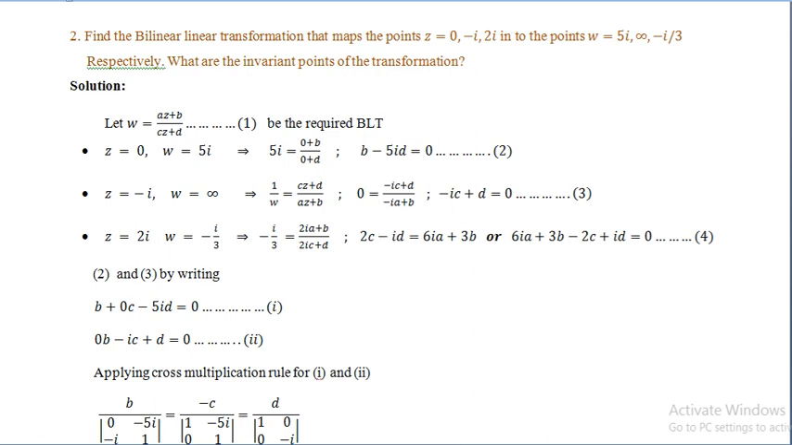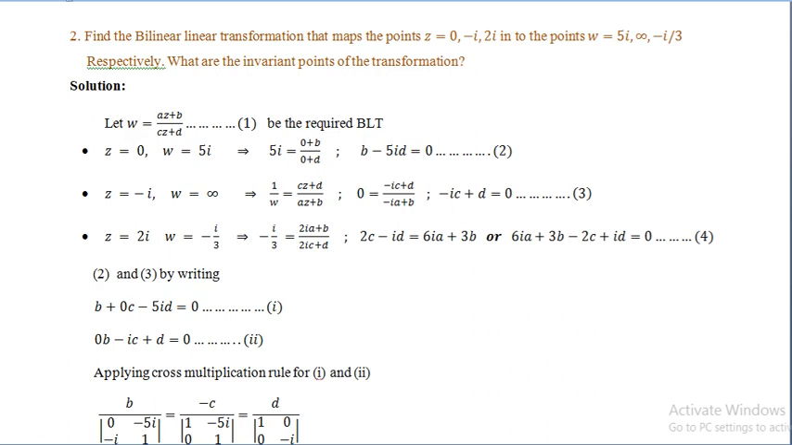Now the solution. Again use w equal to (az plus b) by (cz plus d), say equation number 1. So first, we substitute z equal to 0 and w equal to 5i. So 5i equal to (0 plus b) by (0 plus d). So b by d equal to 5i, or b minus 5id is equal to 0.